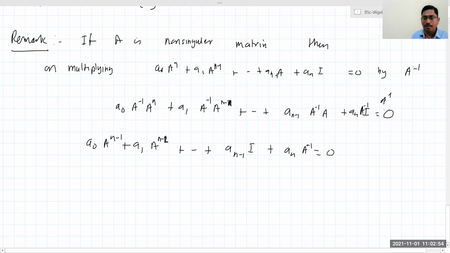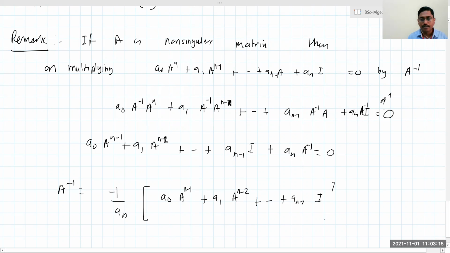Now a inverse is computed from this. So how do you get a inverse here? A inverse is minus 1 upon an, minus 1 upon an, into a naught a raised to n minus 1 plus a1 a raised to n minus 2 and so on, an minus 1 I. So this is just a simple calculation, which gives the inverse of that matrix.